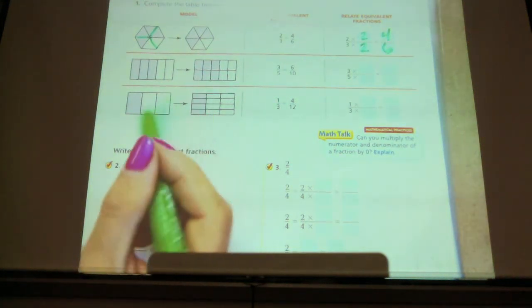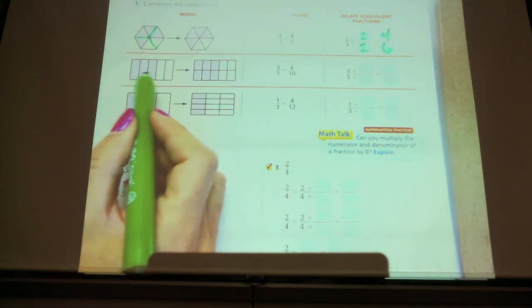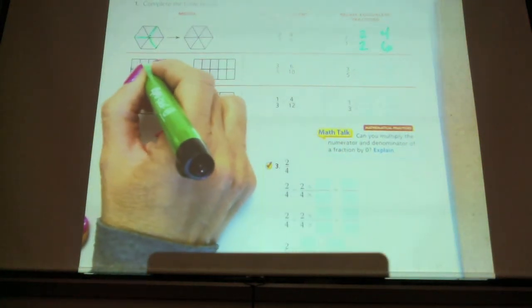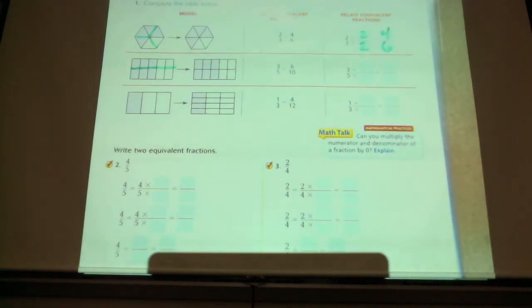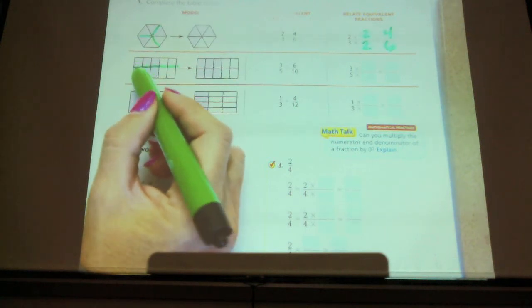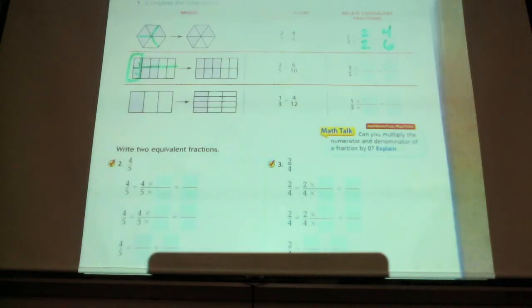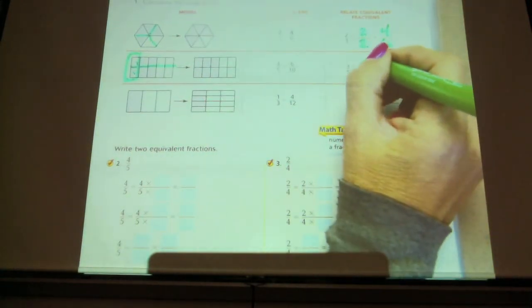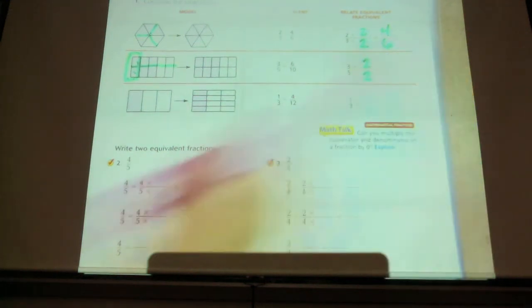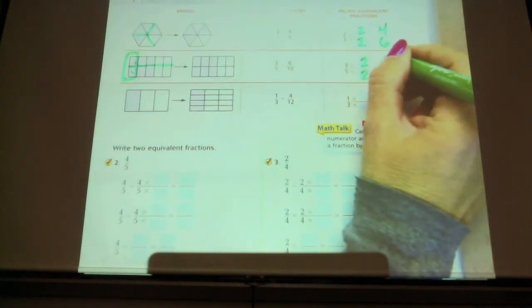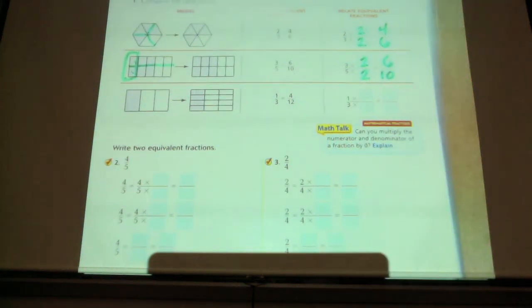I'm going to do the same thing here. I have 1, 2, 3, 4, 5 parts. I'm going to end up with 10 parts by cutting it in half. So basically took a pair of scissors and cut right down the middle. So I split each part into how many parts now? If this was a piece of paper, how many pieces of paper is it now? 2. I just cut it into 2. So again, I'm going to multiply by 2. 3 times 2 is 6, and 5 times 2 is 10.